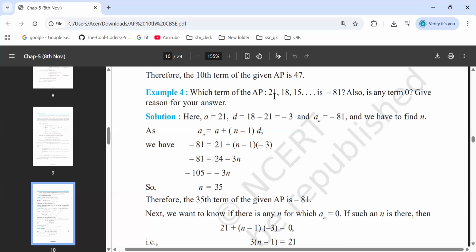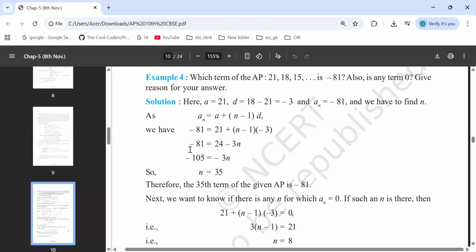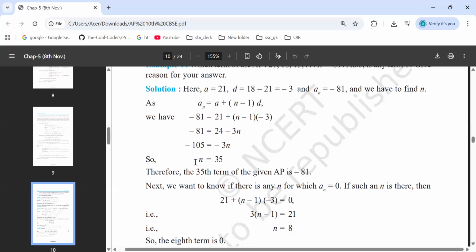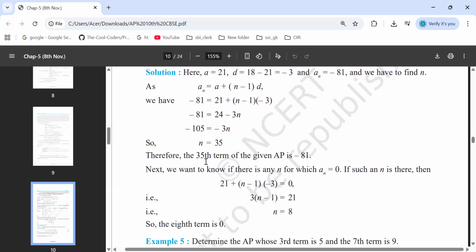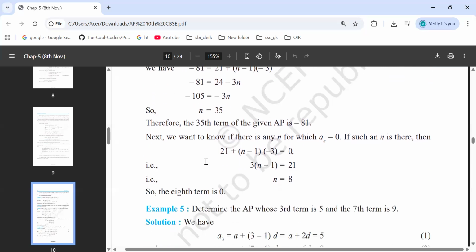The first term is 21. So we have to find which term is equal to minus 81. We will put the value of an equal to minus 81, because it is already provided to us that the nth value is minus 81. The first term is 21 and minus 3 is the difference. So minus 81 is equal to 24 minus 3n. From here we can clearly see that minus 105 is equal to minus 3n, and from there we can easily get the value of n equal to 35. Therefore, the 35th term of the given AP is minus 81.